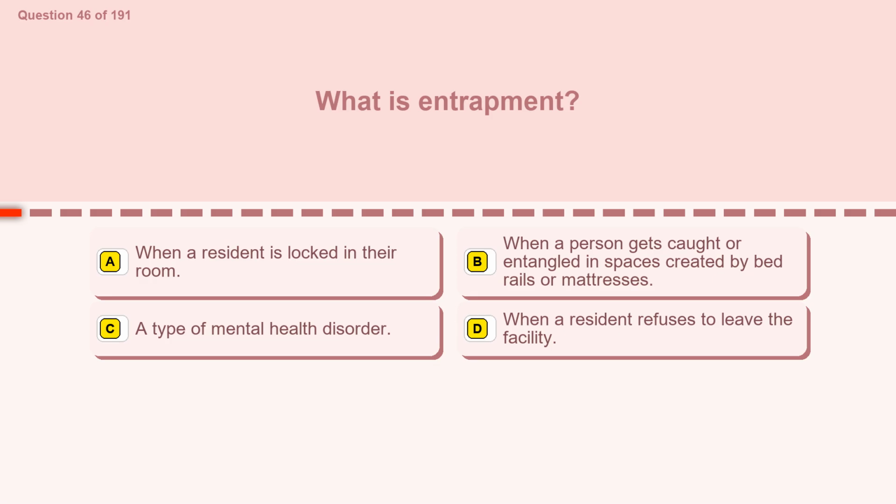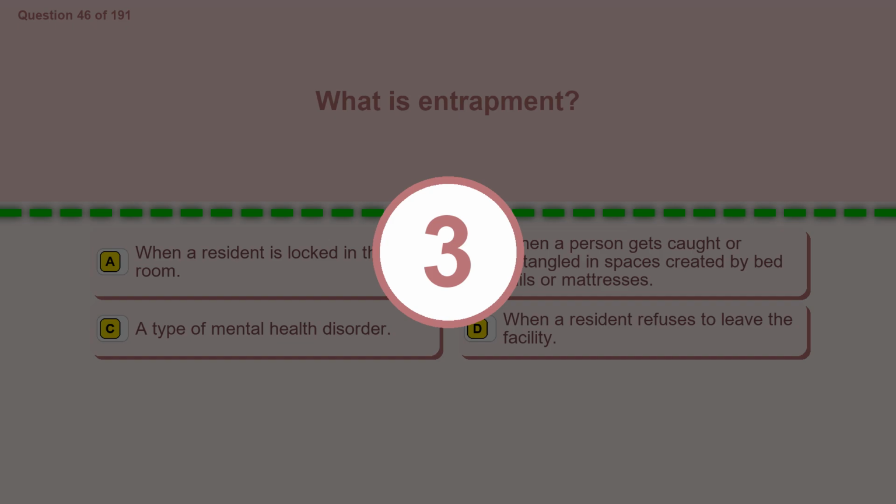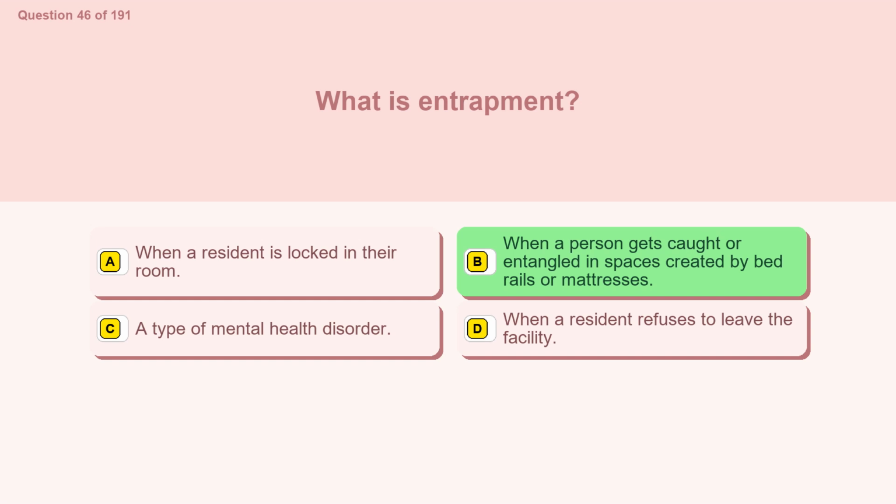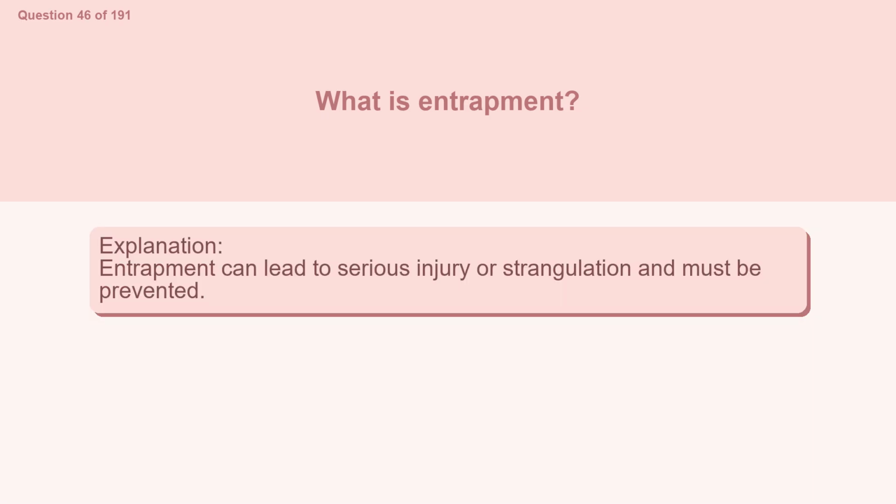Question 46. What is entrapment? Option A. When a resident is locked in their room. Option B. When a person gets caught or entangled in spaces created by bed rails or mattresses. Option C. A type of mental health disorder. Option D. When a resident refuses to leave the facility. The correct answer is option B. When a person gets caught or entangled in spaces created by bed rails or mattresses. Entrapment can lead to serious injury or strangulation and must be prevented.